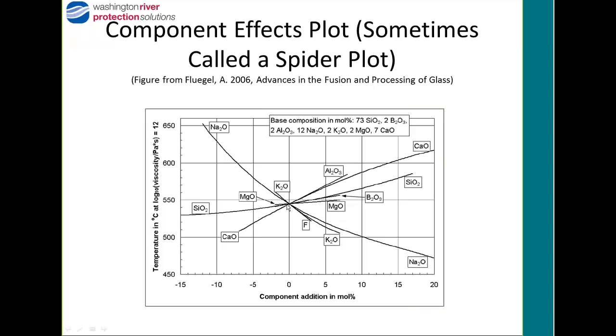This allows you to communicate to people how a component is affecting the composition. Now, inherent in these lines is that you are changing one component while the relative fraction of all other components stays constant. So when you're following the sodium line, the concentration of sodium goes up, and the relative proportion of everything else stays constant to each other, but the ratio of sodium to everything else goes up. This is a type of graph we find useful for communicating the effects of components on mixtures.